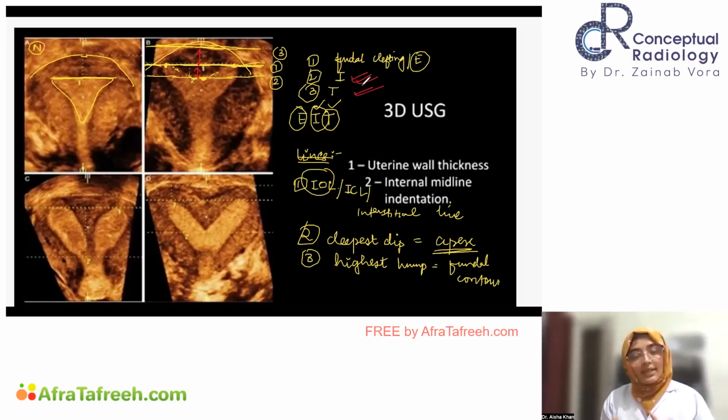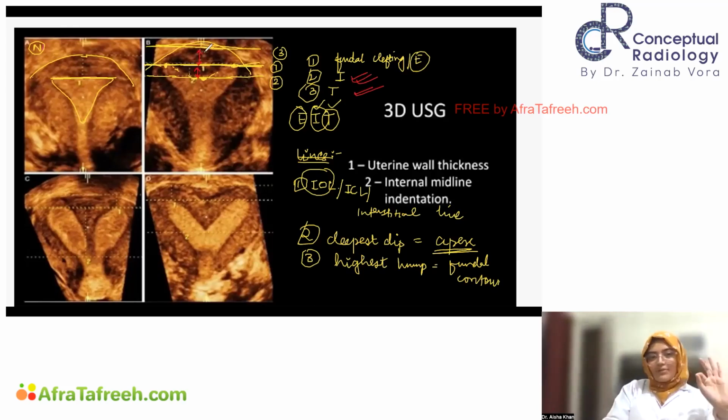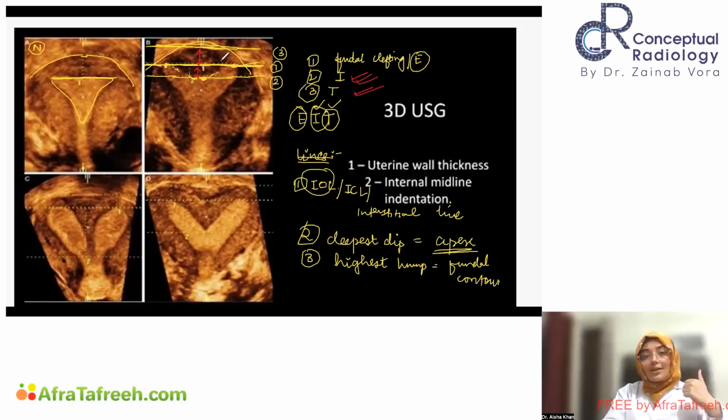Because I have told you that the concept of external indentation will come only when you find clefting. Here there is no clefting, there is a smooth fundus present. So there is no external indentation here, so what will we measure? We just have to measure the internal indentation in this case and the uterine wall thickness. So this is my internal indentation and this T is my wall thickness.